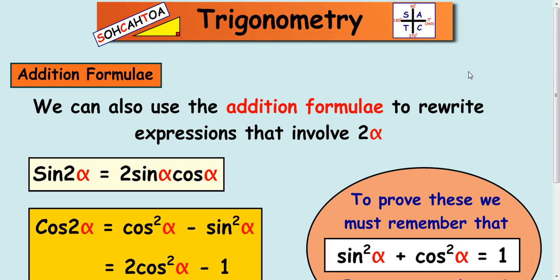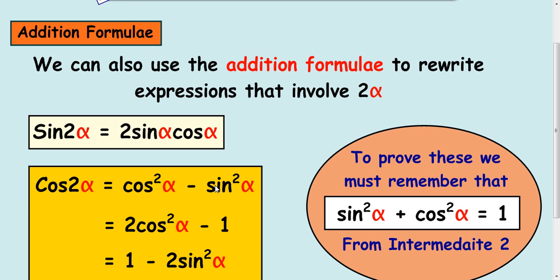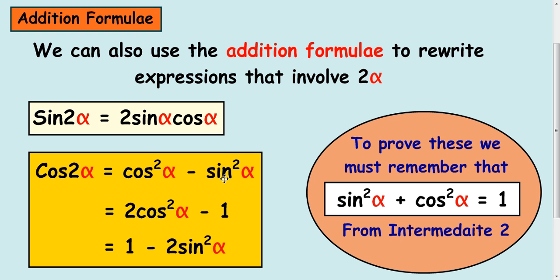In this lesson, we're going to look at how we can use the addition formula to rewrite expressions that involve 2 alpha. Now, these formulas here are given in the formula sheet, and they're called the double angle formula, and that will become clear as I go on with this lesson. We can use these for all sorts of techniques, and particularly to substitute in to solve equations, and again we'll look at that later on.